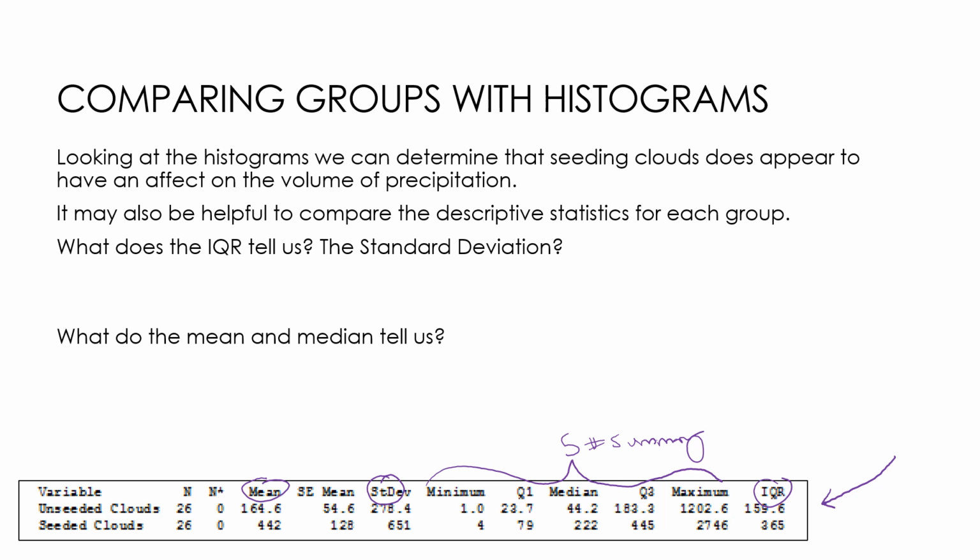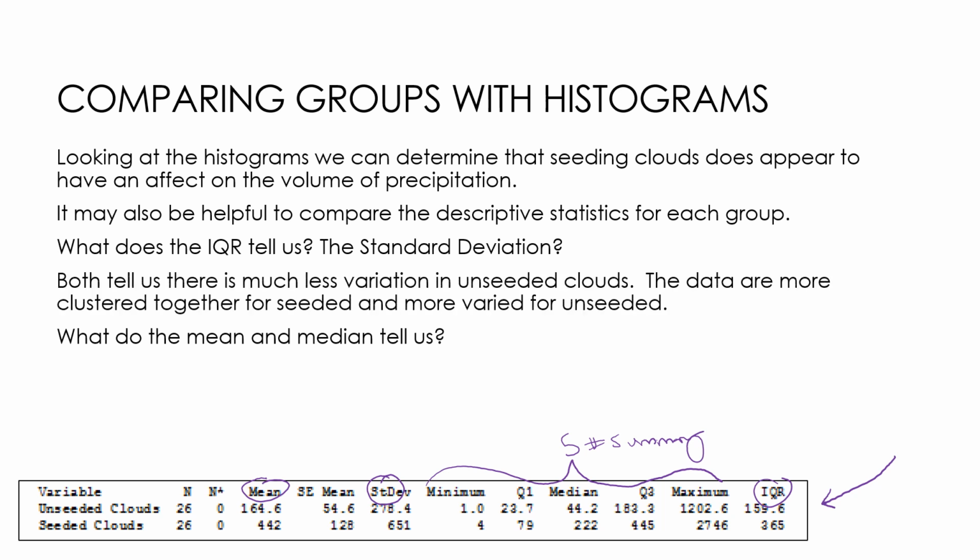So what do the IQR and the standard deviation tell us? Both of them tell us that there's less variation in unseeded clouds. If we compare these two values, the IQR for unseeded clouds is much smaller. In fact, it's about half as large. And then the other measure of spread is standard deviation. Again, we're seeing the same thing, that there's much less variation in unseeded clouds.